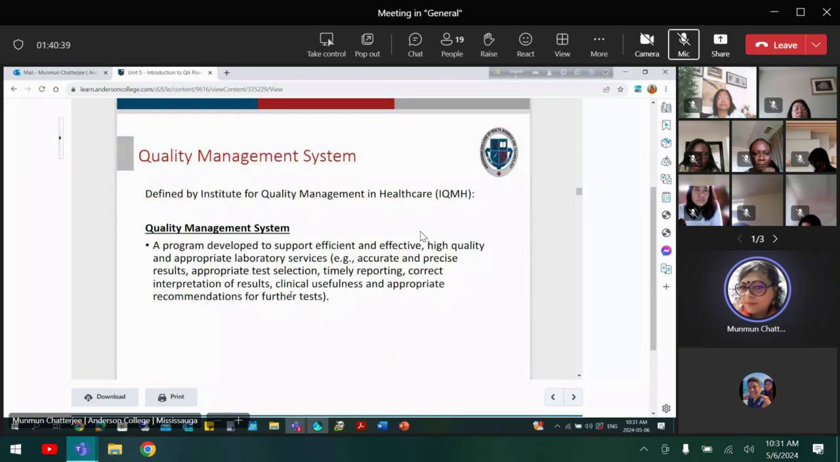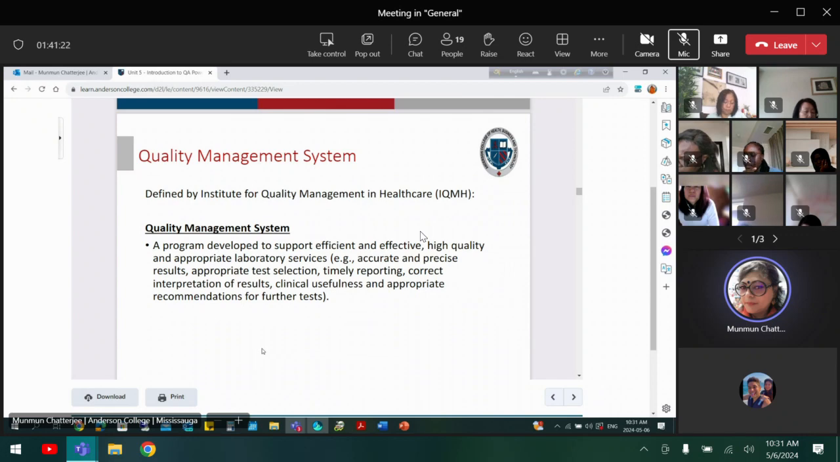So, quality management team is an organization. It has to be defined by the Institute for Quality Management in Healthcare. What is the name? IQMH. What is the role of IQMH, or what is the full name of IQMH, or what is the responsibility of the IQMH? I am giving you 3 types of questions. It may come in any way. What is the full name of IQMH? Institute for Quality Management in Healthcare, IQMH.